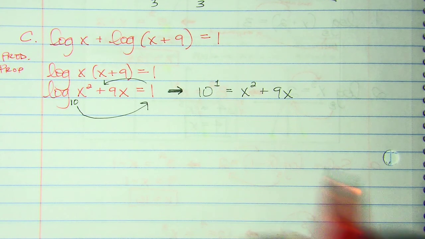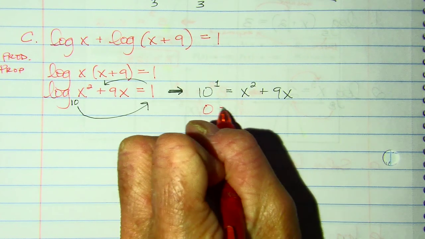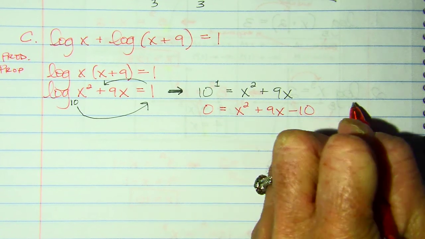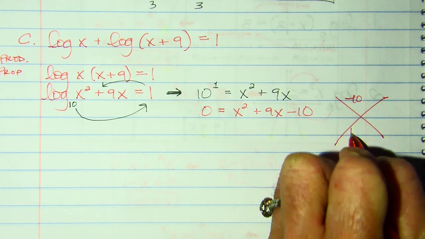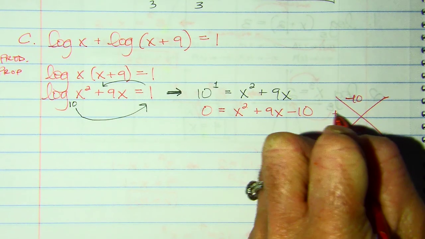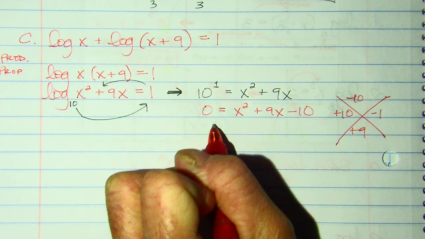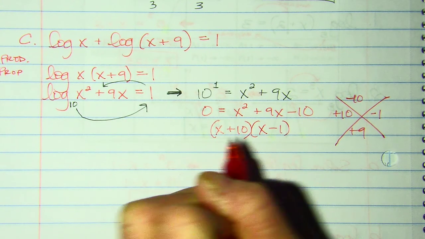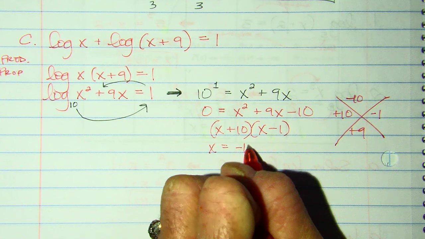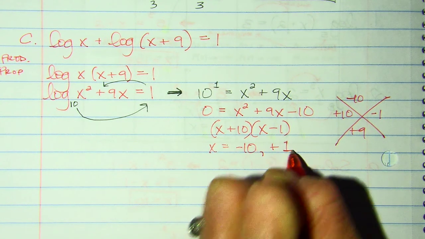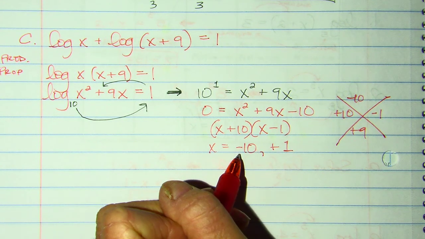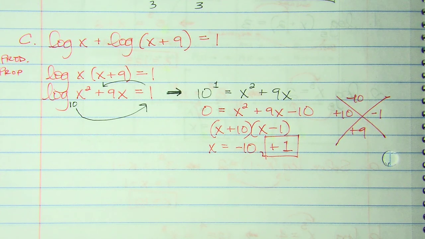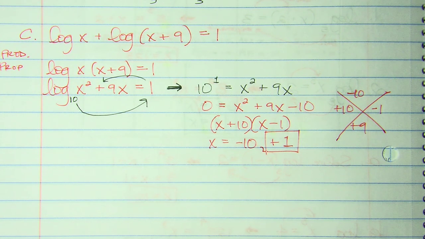Now I'm going to end up factoring, so I'm going to subtract the 10. So x squared plus 9x minus 10. So I've got a negative 10 and a positive 9, so positive 10 and negative 1. So my factors are x plus 10 and x minus 1. So x equals a negative 10 and a positive 1. But remember, I cannot take the log of a negative number. So my only solution is x equals 1. So you're only circling that which works.